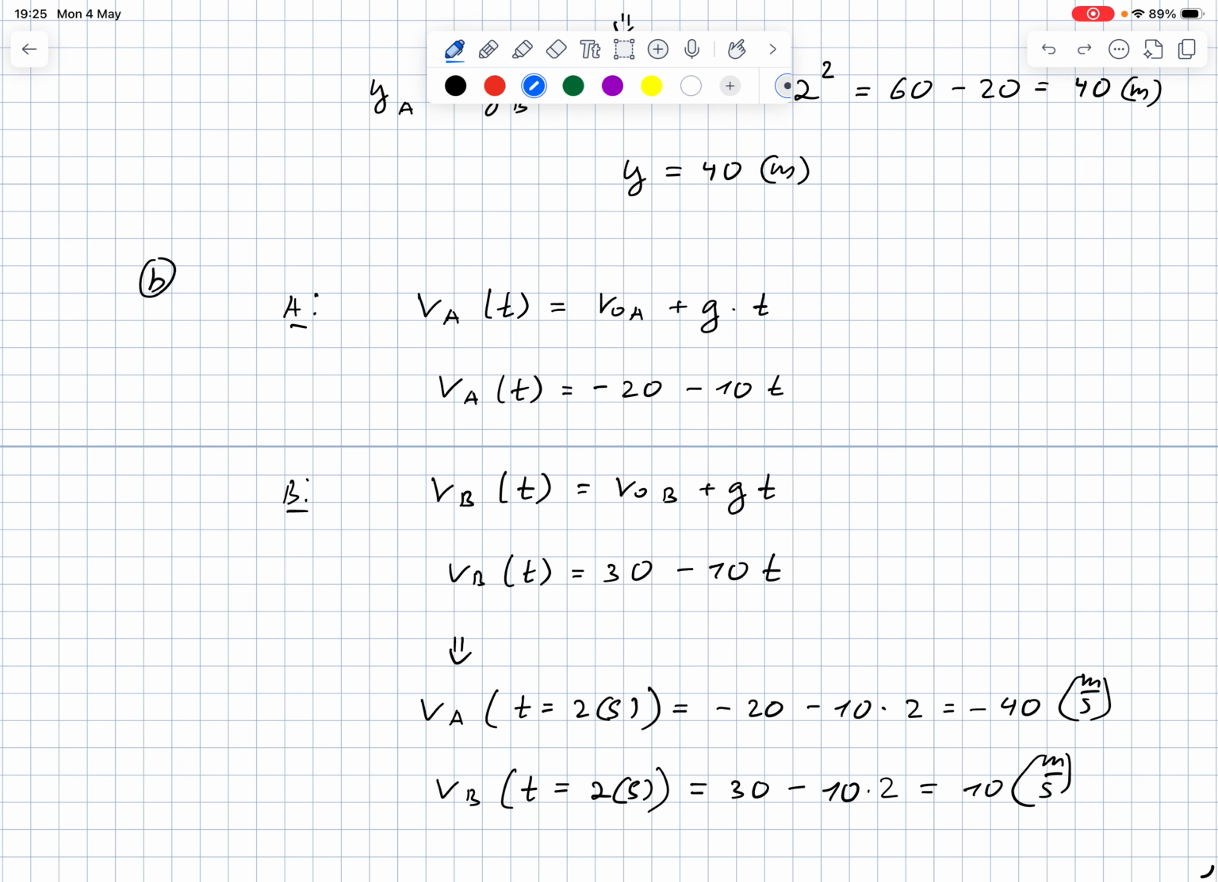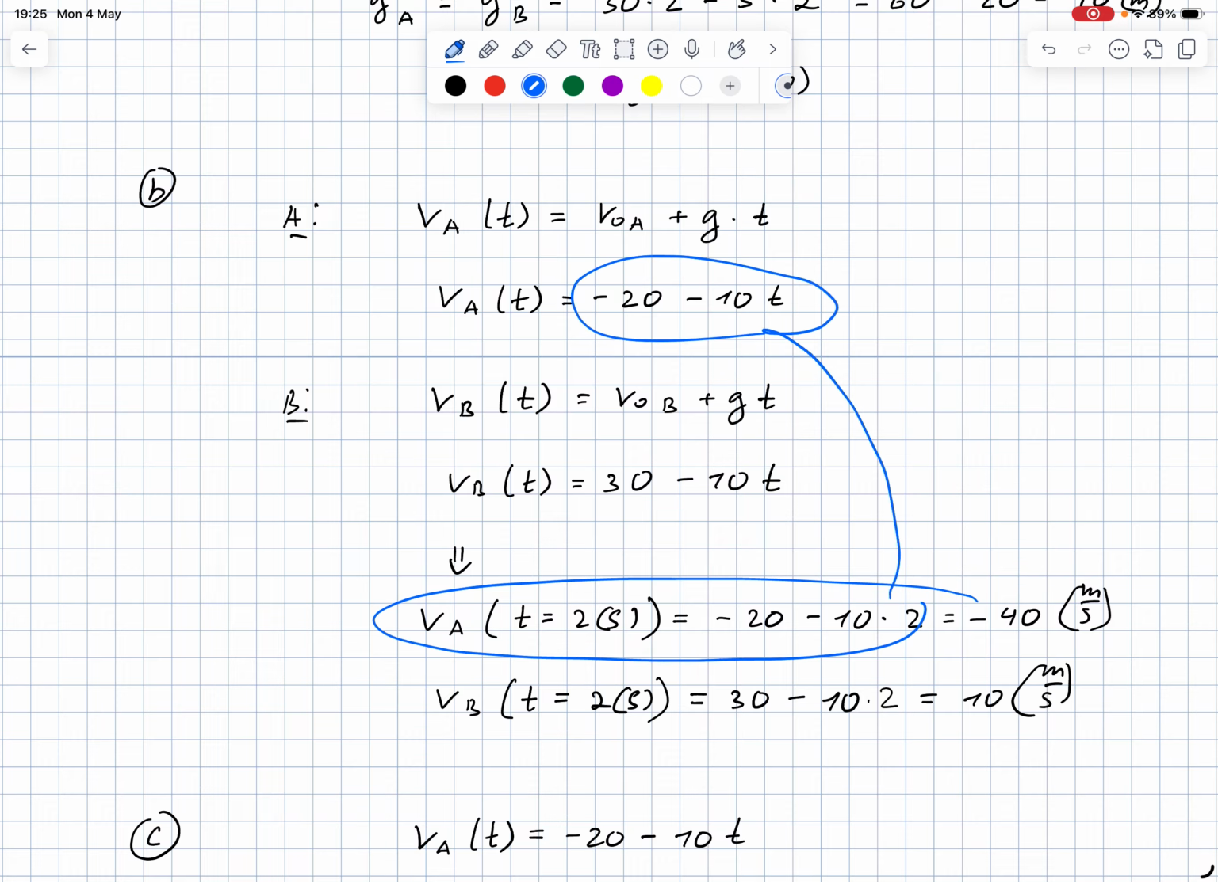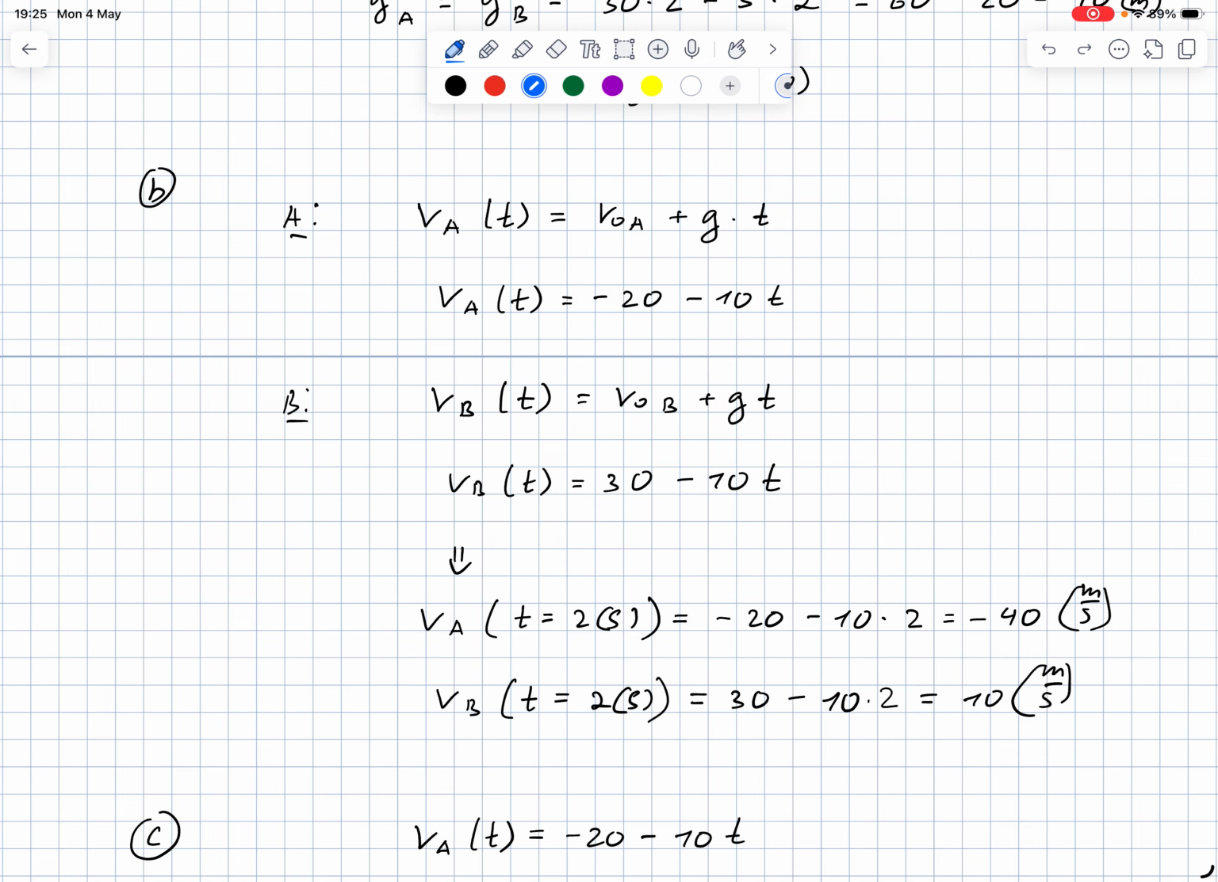Now we know that those objects pass each other at time t equals 2 seconds. So we're going to substitute t by 2 in this expression and in this expression, and that's how we're going to find the velocity of both objects when they pass each other. Using the first expression, minus 20 minus 10 times 2, eventually we have minus 40 meters per second. Minus means that the direction of object A is still, of course, towards the ground.